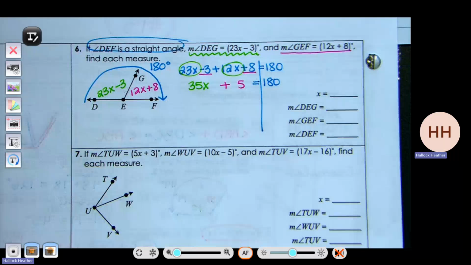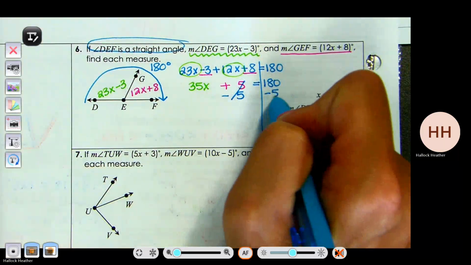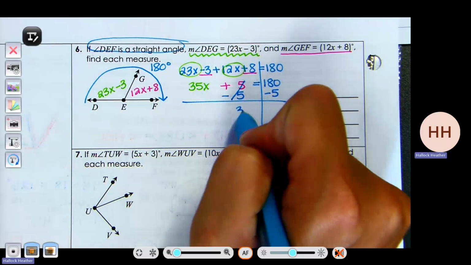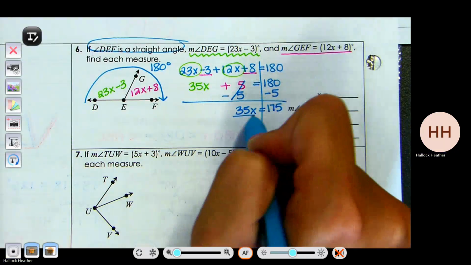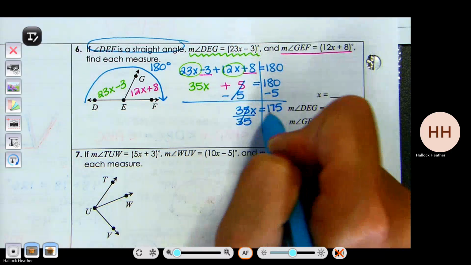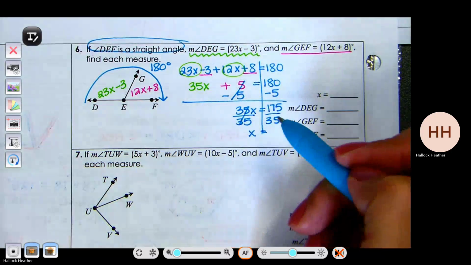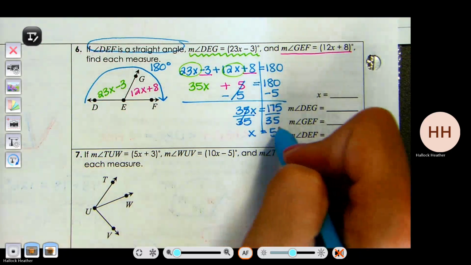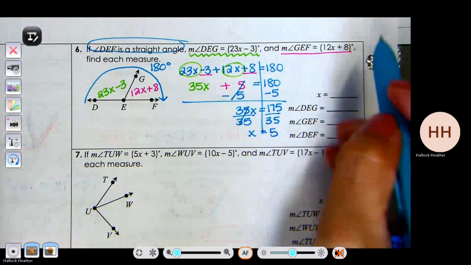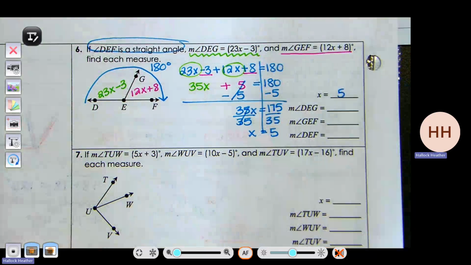So it should always simplify to a two-step equation. What'd you get for X? Oh, okay, good. Keep going. Plug it back in.